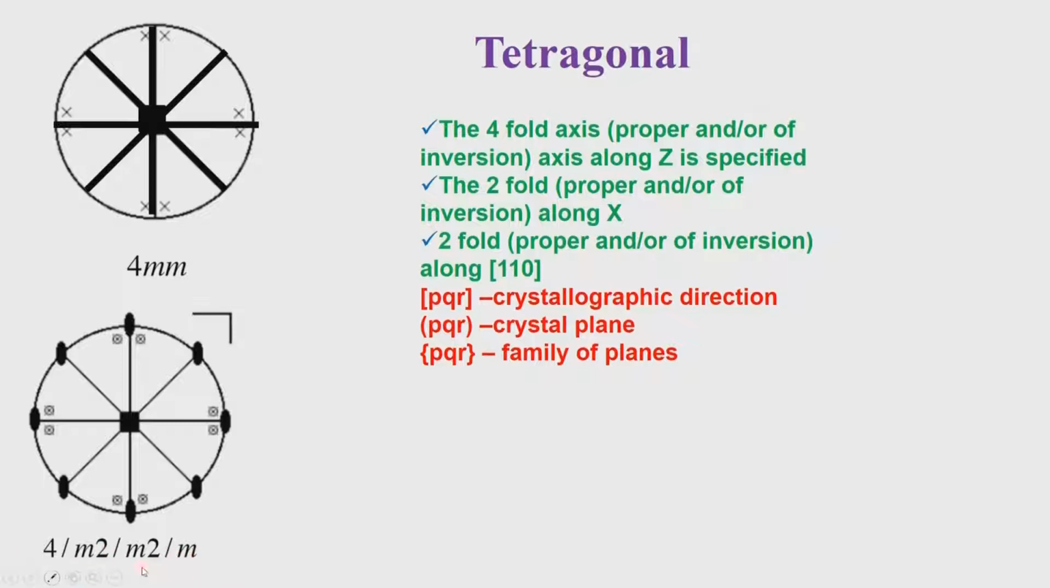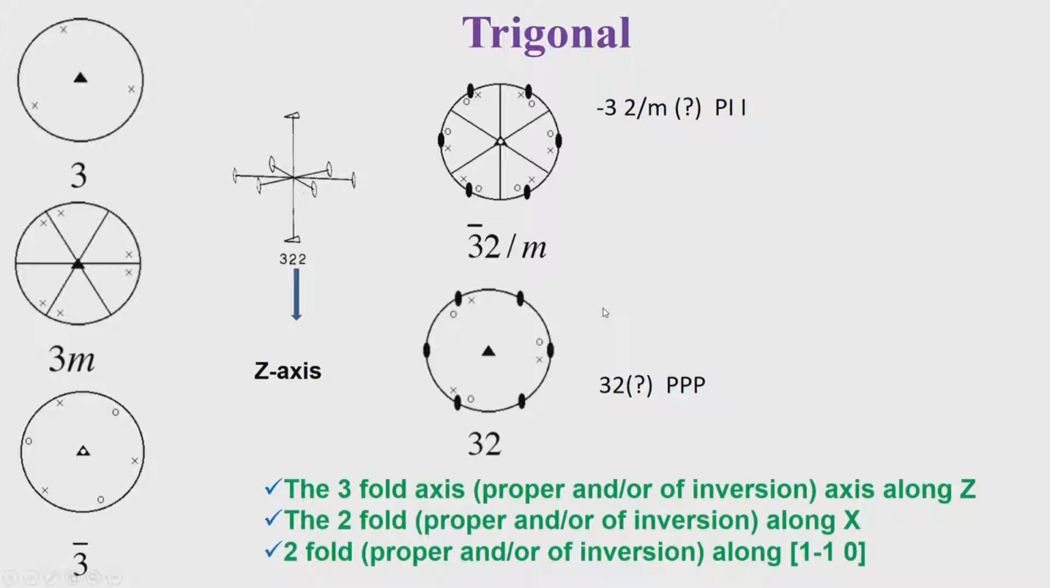So, 4/m 2/m 2/m means that there is a 4/m symmetry associated with the z direction, and then a 2/m symmetry associated with the x direction, and a 2/m symmetry associated with the direction 1 1 0. So, this is how a tetragonal point group representation comes up. Having seen this, let us go further into the trigonal system.